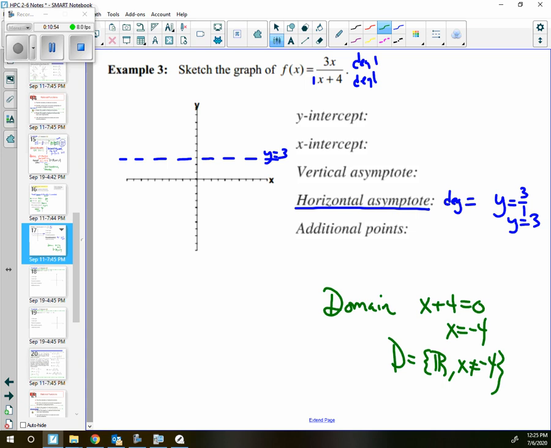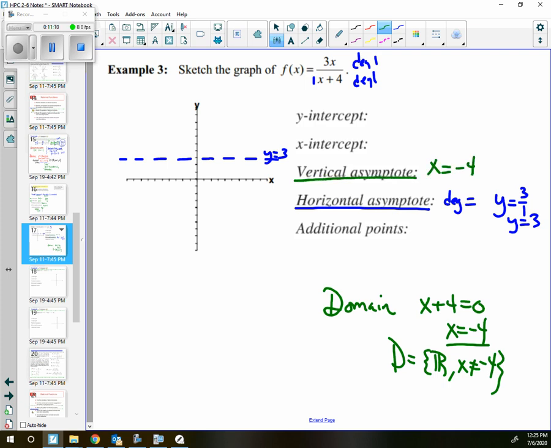Are there any common factors? Well, no. So that means the domain's excluded value of -4 is actually going to be your vertical asymptote. There's no removable discontinuity here. We are stuck with that x plus 4. So our vertical asymptote then is going to be at x equals -4.